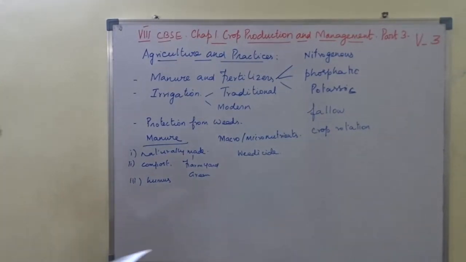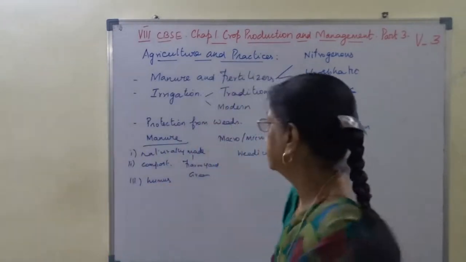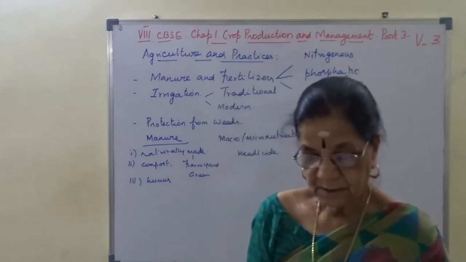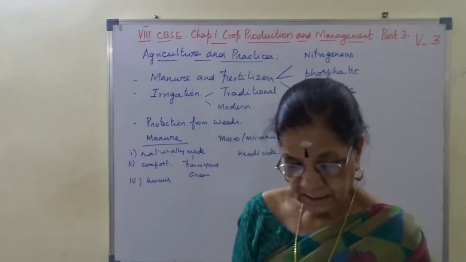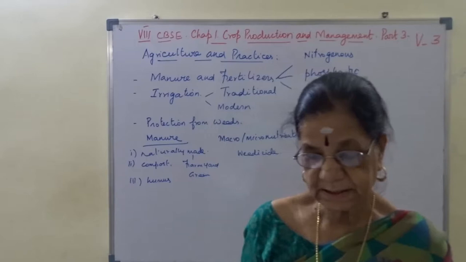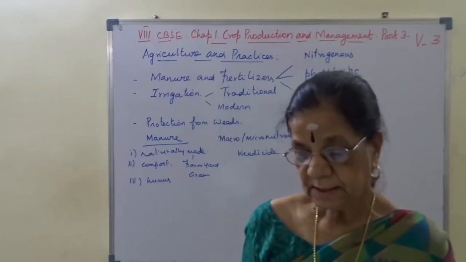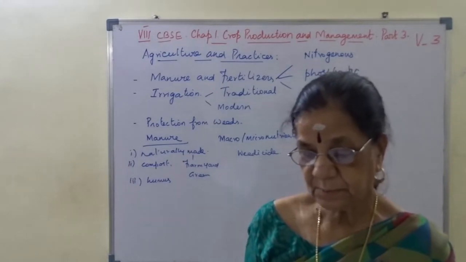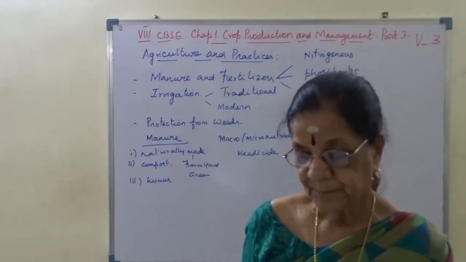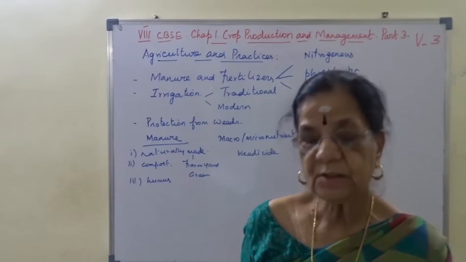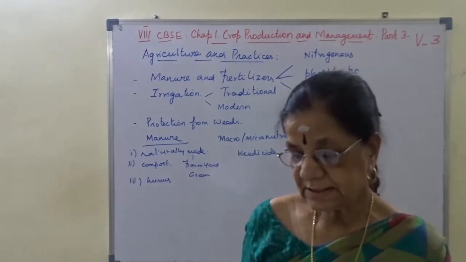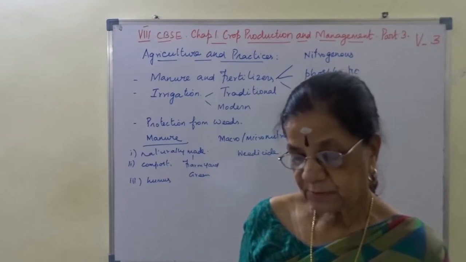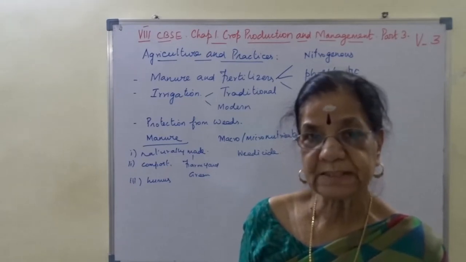In a field many other undesirable plants may grow naturally along with the crop. These undesirable plants are called weeds. The removal of weed is called weeding. Weeding is necessary since weeds compete with the crop plant for water, nutrients, space and light.